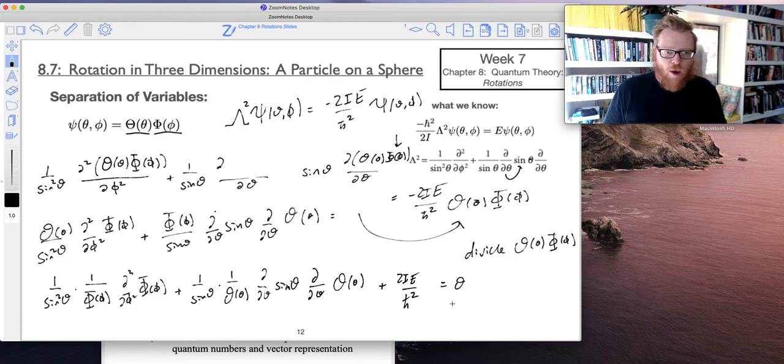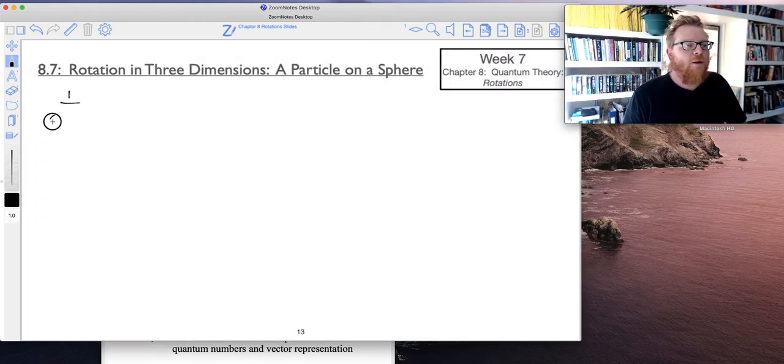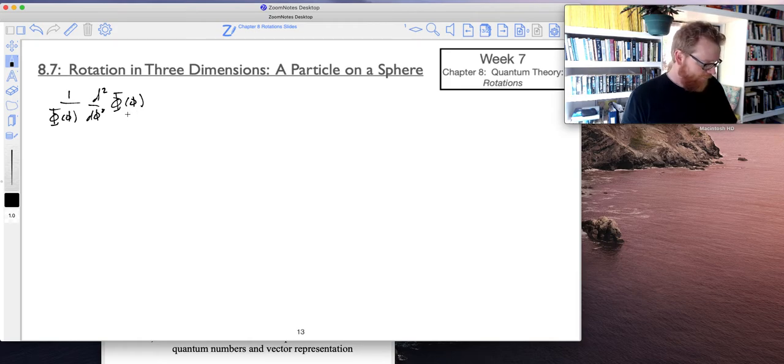And then now, I think I left myself another page. Oh, good, a whole other blank page. So now I'm going to clean up some of this algebra by collecting some of these 1 over sines. I'm going to multiply everything through by sine squared of theta. When I do that, I get the following: 1 over phi of phi, and then my second derivative in phi.